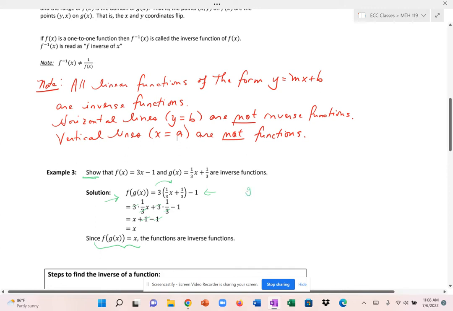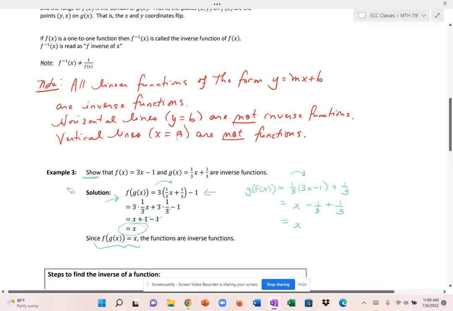The same would be true if you did g of f of x. You don't have to do it twice, but the difference would be that this would be replacing the x in here. So I would have 1/3 times 3x minus 1 plus 1/3. And then I would do the same work. I would distribute the 1/3, and that would give me 1/3 times 3x is just x, and 1/3 times minus 1 is minus 1/3 plus 1/3. The minus 1/3 and the plus 1/3 cancel, so your answer is again just x. Same answer we got here.